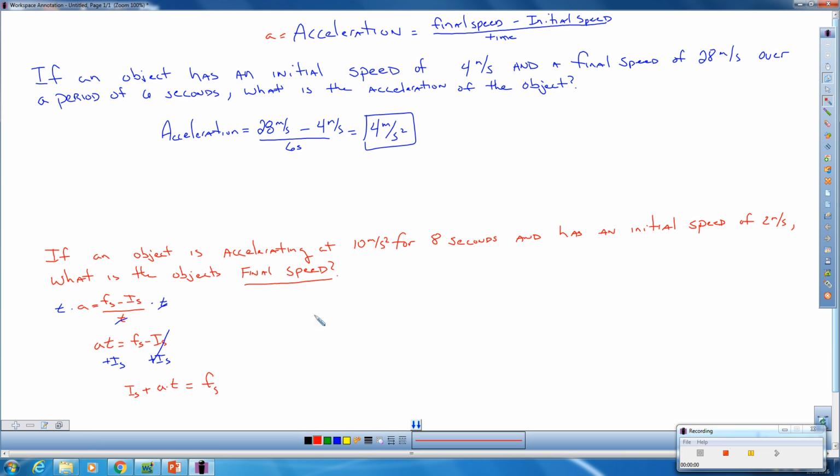All right? Our initial speed is 2. I'll rewrite this over here real quick. So we have our initial speed plus our acceleration times time equals final speed. All right, so we're going to go ahead and plug in our values. Initial speed here is 2 meters per second plus our acceleration is 10 meters per second squared. And our time is 8 seconds.